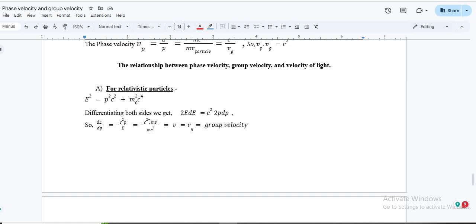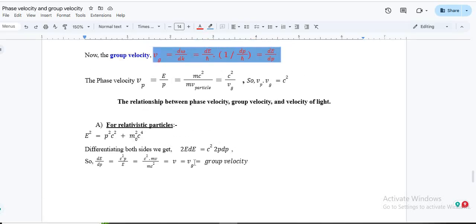Again, I am writing c square into the momentum part, m into the particle velocity v, divided by mc square. So c square and m will cancel out, and this is equal to v. So this is equal to the group velocity. We are talking about the particle velocity, which is equal to the group velocity Vg. So the group velocity is equal to the particle velocity.